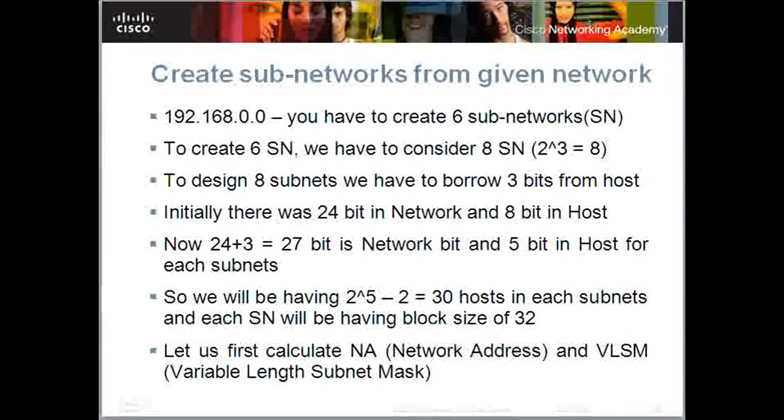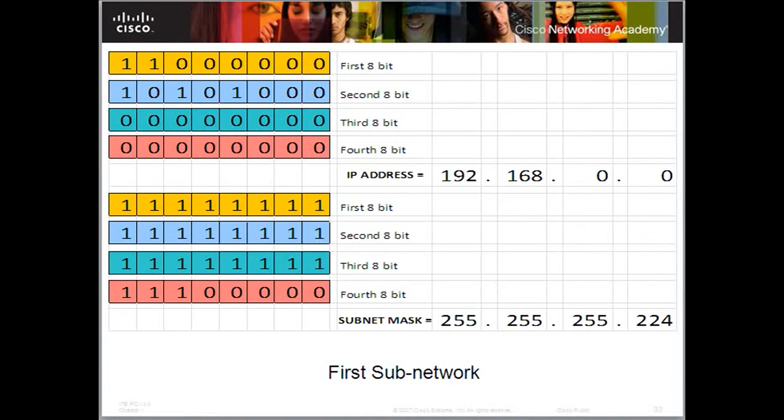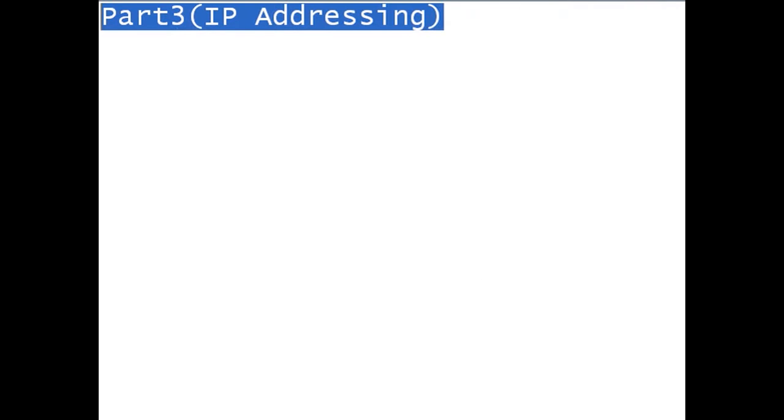So that's how you have to manage. Let's first calculate the network address and subnet mask for each and every subnetwork. This we have calculated. This is the first subnetwork, second subnetwork, third, fourth, fifth, sixth, seventh, and eighth subnetwork. So from this calculation table we have designed this. We have calculated 8 subnetworks, and the specification of all the 8 subnetworks is like this.